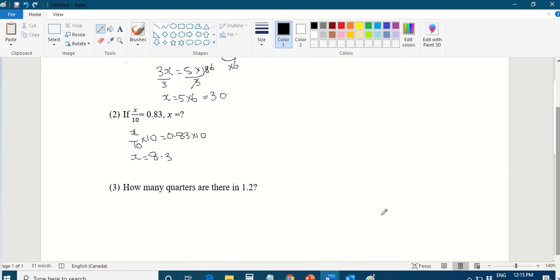Let's look at another one. How many quarters are there in 1.2? So if you want to find out how many quarters are there in 1.2, basically we just divide 1.2 by a quarter. Now dividing 1.2 by a quarter, we can write it like this too, divide by 1 over 4. Now, 1.2 divided by a quarter: to change divide to multiply, we flip this, so 1 over 4 becomes 4 over 1. So technically we end up multiplying by 4 here. So 1.2 times 4 is 4.8. So there are 4.8 quarters in 1.2.